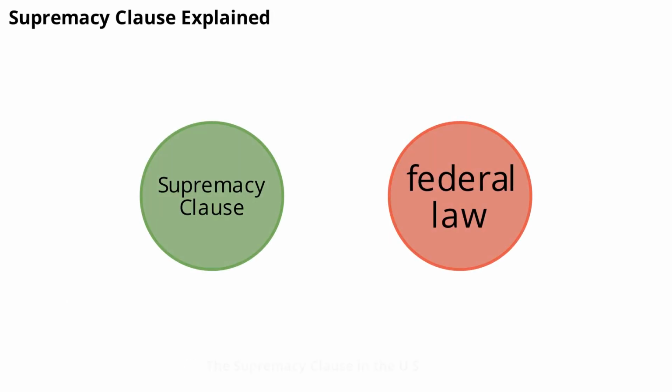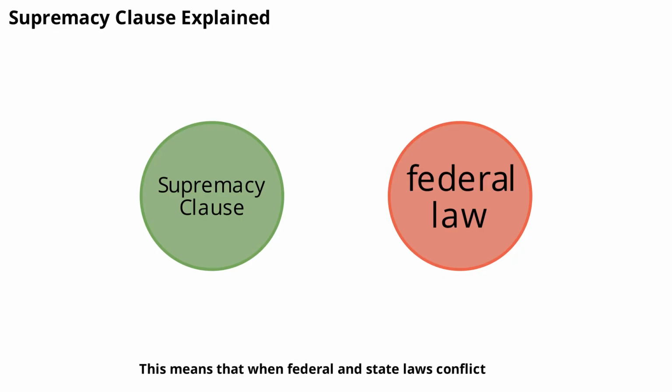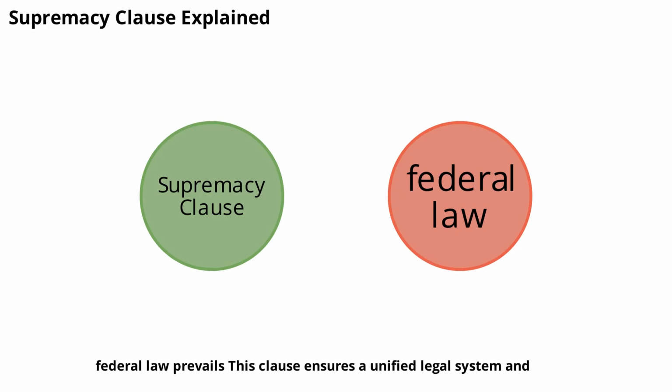The Supremacy Clause in the U.S. Constitution states that federal law is the supreme law of the land. This means that when federal and state laws conflict, federal law prevails. This clause ensures a unified legal system and prevents states from passing laws that contradict national policies.